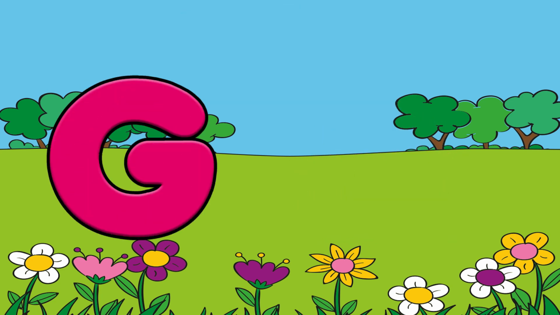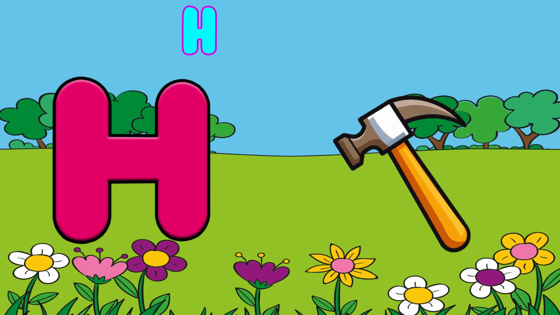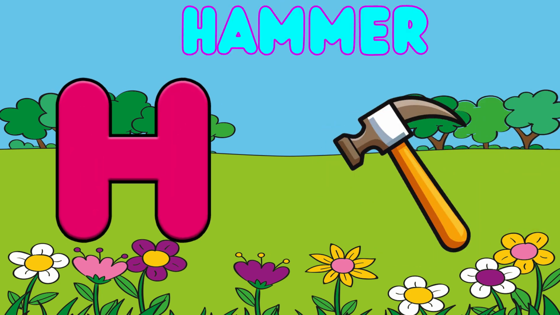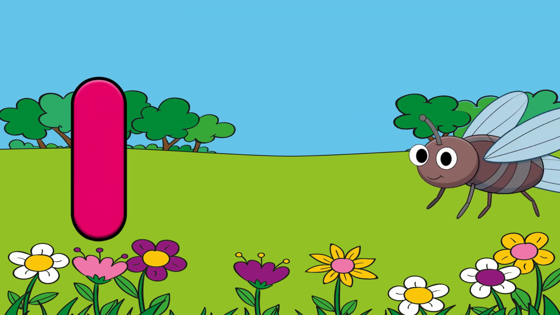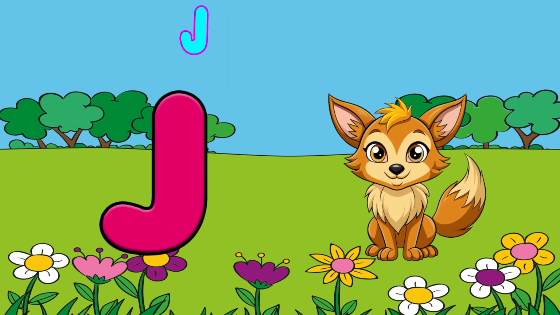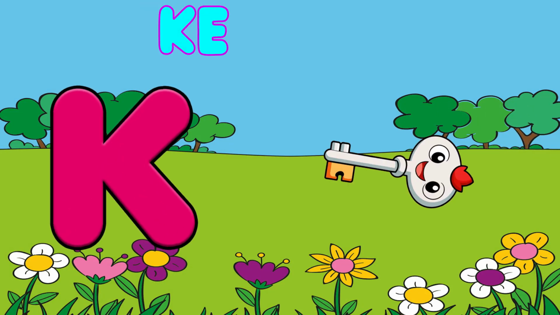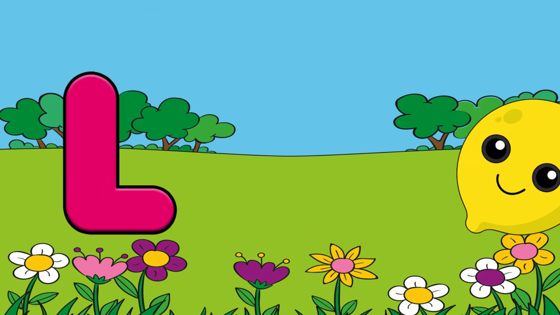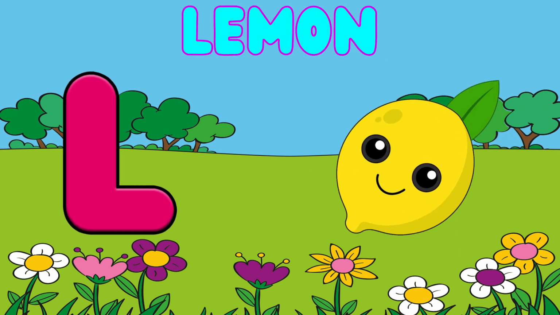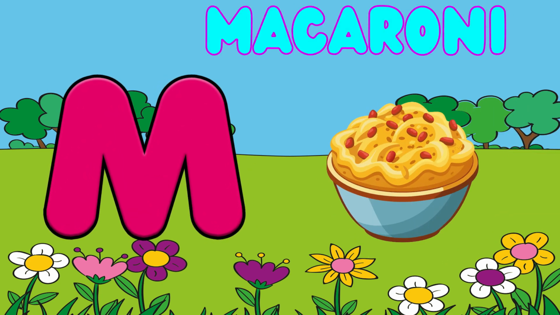G is for grasshopper, g, grasshopper. H is for hammer, hammer. I is for insect, I, insect. J is for jackal, j, jackal. K is for key, k, key. L is for lemon, l, lemon. M is for macaroni, m, macaroni.